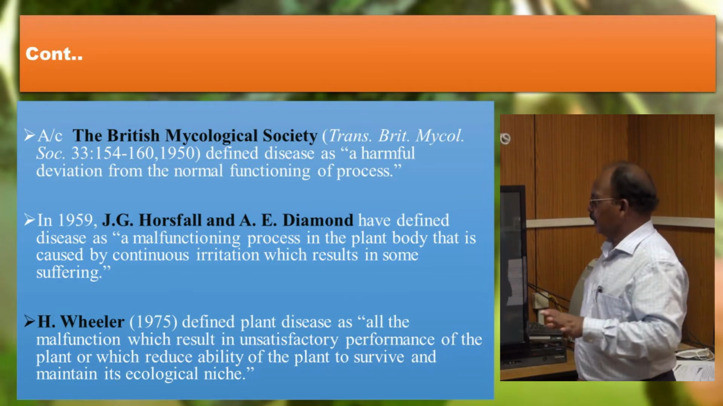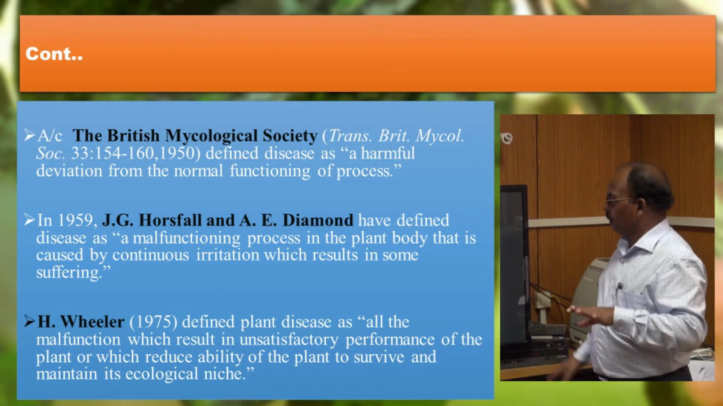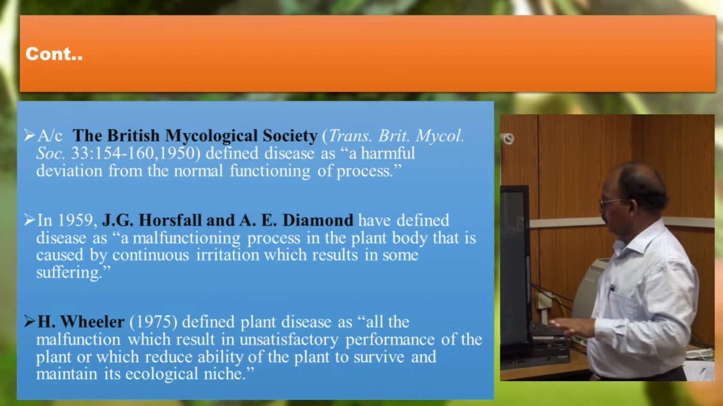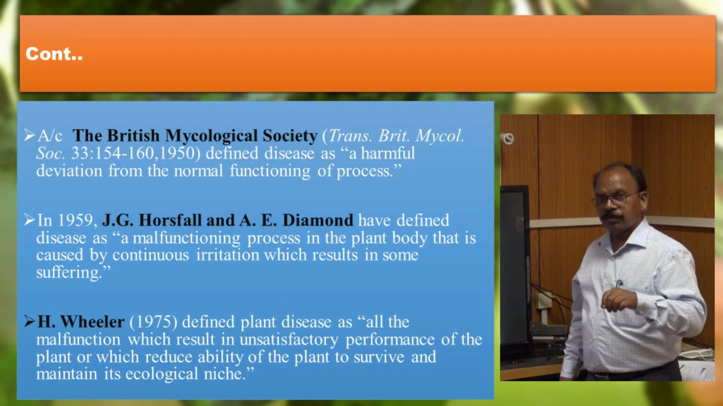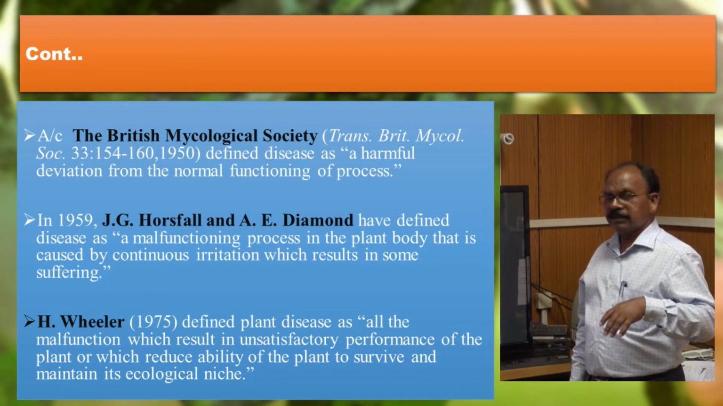According to Wheeler in 1975, plant disease is defined as all the malfunctions which result in unsatisfactory performance of the plant or which reduce the ability of the plant to survive and maintain its ecological niche.